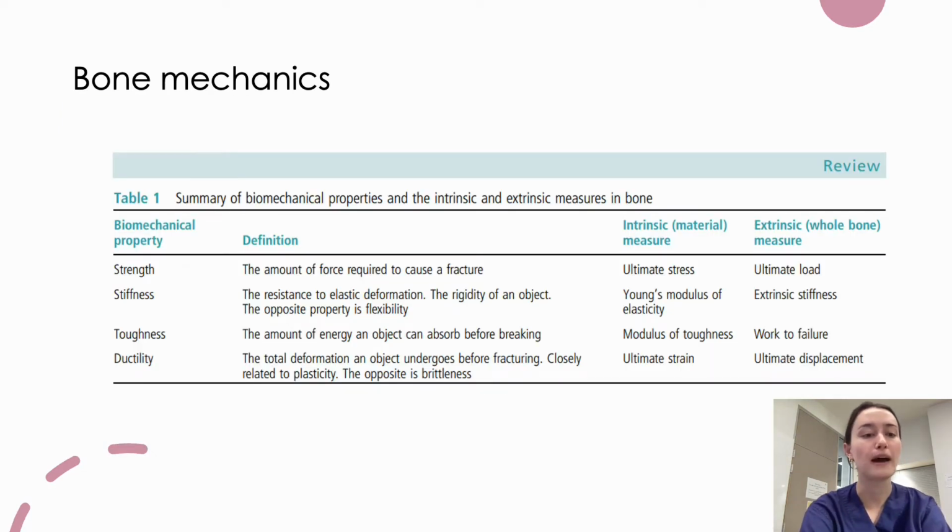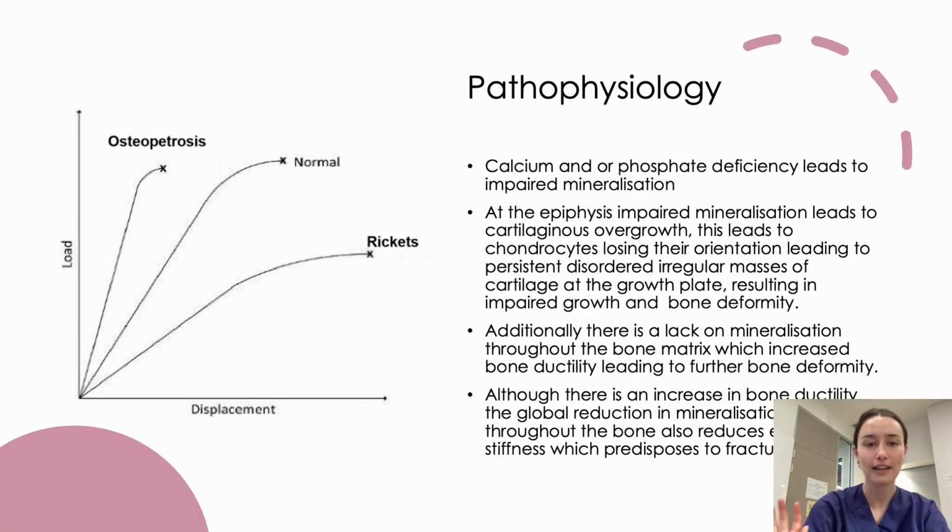Before going to the pathophysiology, I just thought I'd go through some quick definitions so we're all on the same page. When talking about strength of a bone, that is the amount of force required to cause a fracture. Stiffness is the resistance to elastic deformation. Toughness is the amount of energy an object can absorb before breaking. And ductility is the total amount of deformation an object undergoes before fracturing. So that will come up a bit in the pathophys.